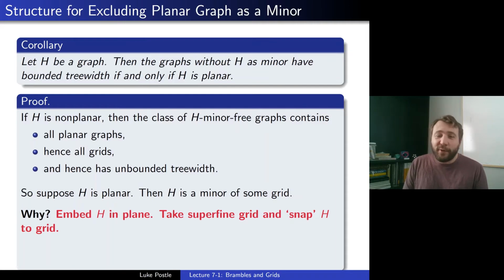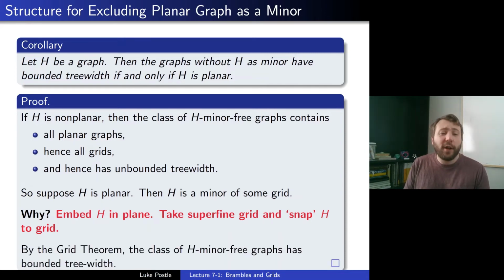I won't prove this to you, but it is kind of obvious that if you embed H in the plane, so go ahead and draw your H in the plane, and then superimpose a super fine grid, to whatever level of detail. What you'll find then is that you can always match up the vertices to the vertices of the grid, and then you can snap the edges to lie along the grid. And that shows that you can embed H as a minor of the grid. Okay, so that's how you convince yourself H is a minor of some grid.